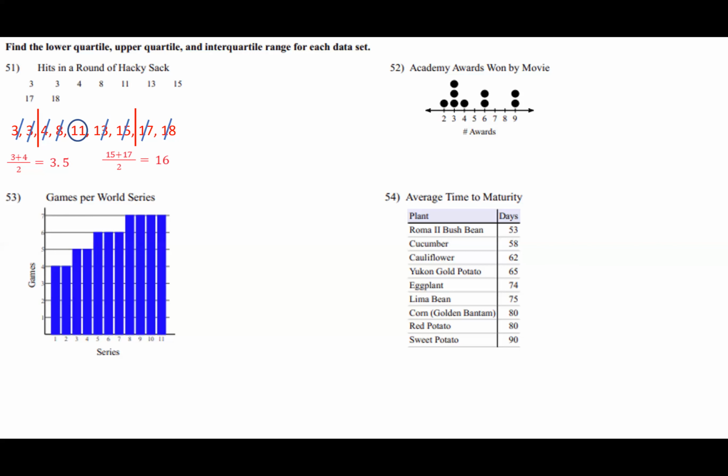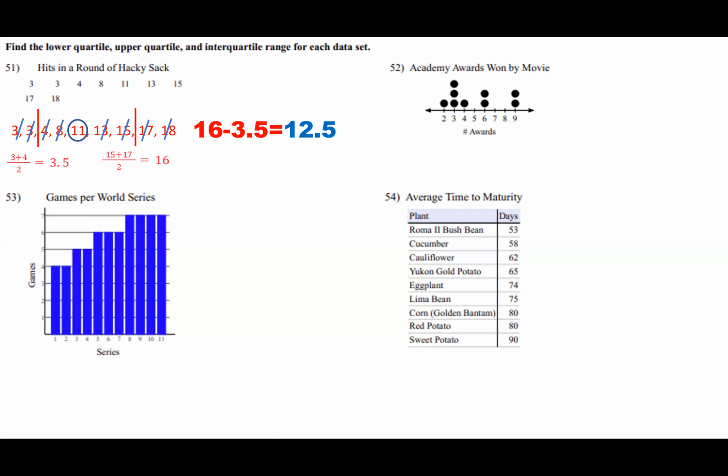Notice how in the instructions I said find the lower quartile and upper quartile. We already found them. The lower quartile is 3.5, the upper quartile is 16. Now for the interquartile range, I'm going to subtract those two numbers. So 16 minus 3.5 gives me 12.5. So my interquartile range is 12.5.